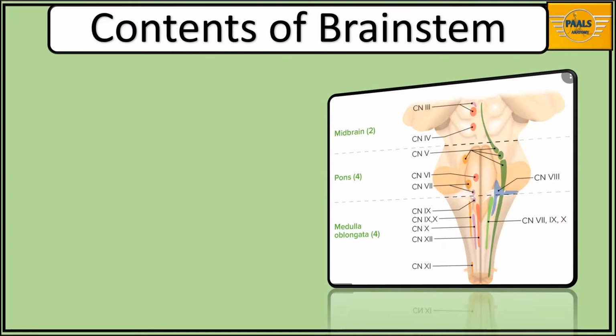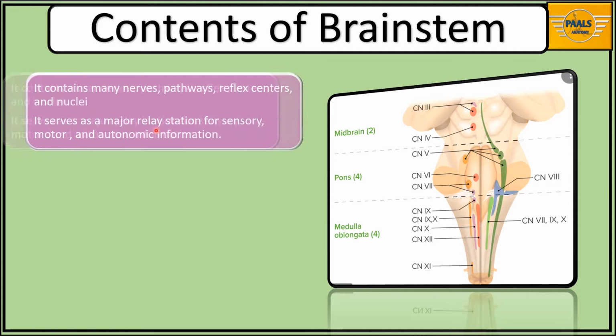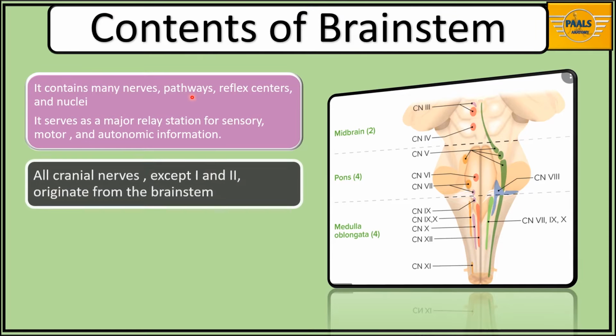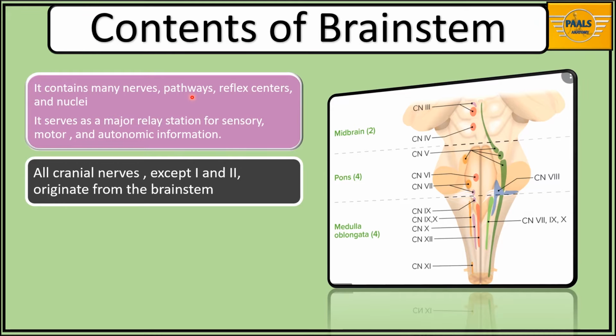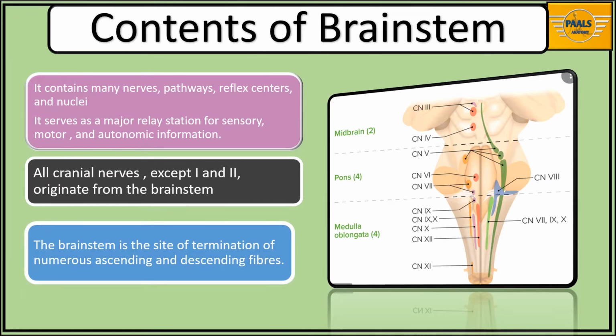Now there are a number of structures to be seen within the brainstem. Some of these structures are the pathways. We'll see a number of reflex centers, and so many nuclei, particularly the nuclei of the cranial nerves. So the brainstem serves as a major relay station for sensory, motor, and autonomic information. For the cranial nerves, we'll be seeing the nuclei of the 3rd to the 12th cranial nerve within the region of the brainstem. So the brainstem is a site of termination of numerous ascending and descending fibers.